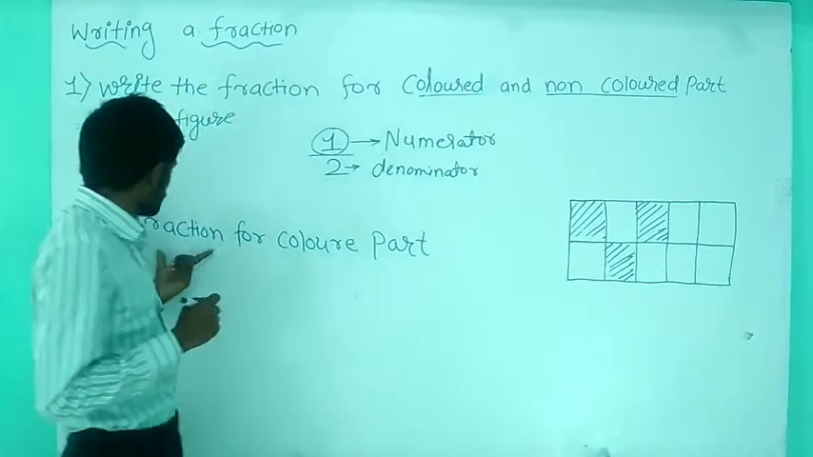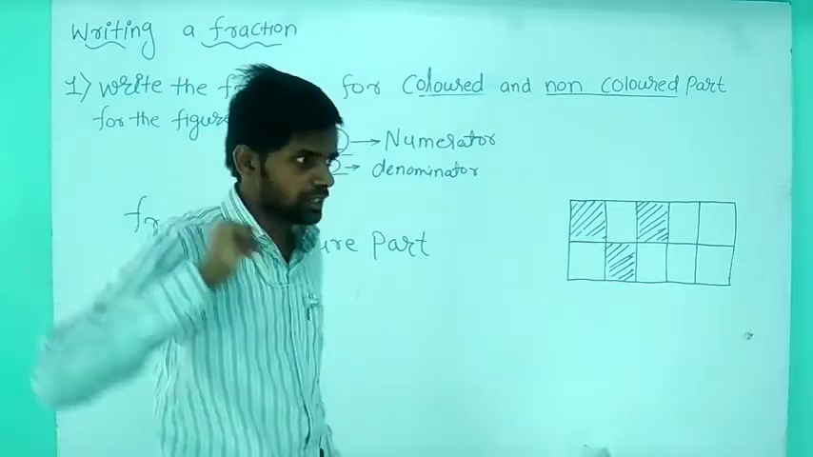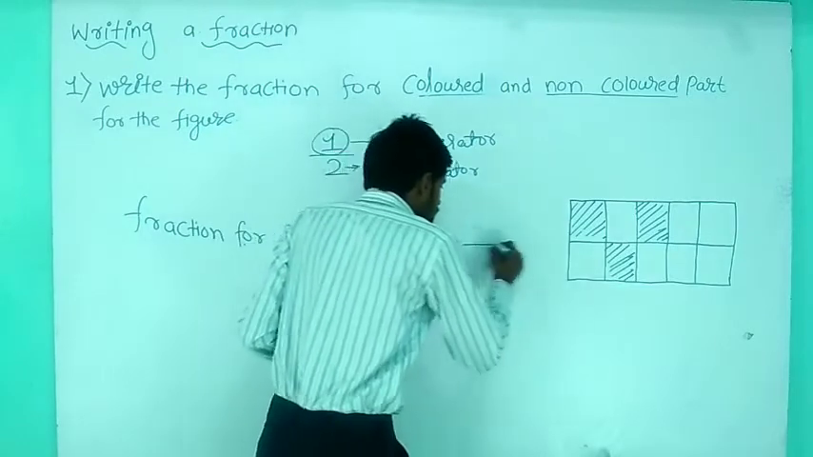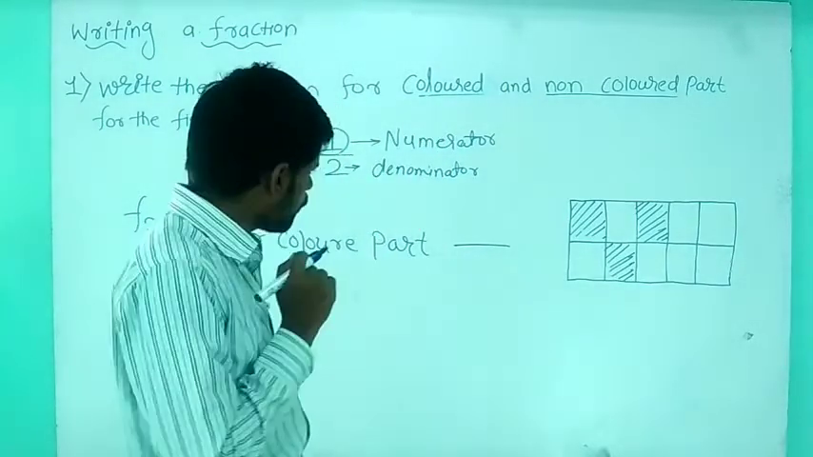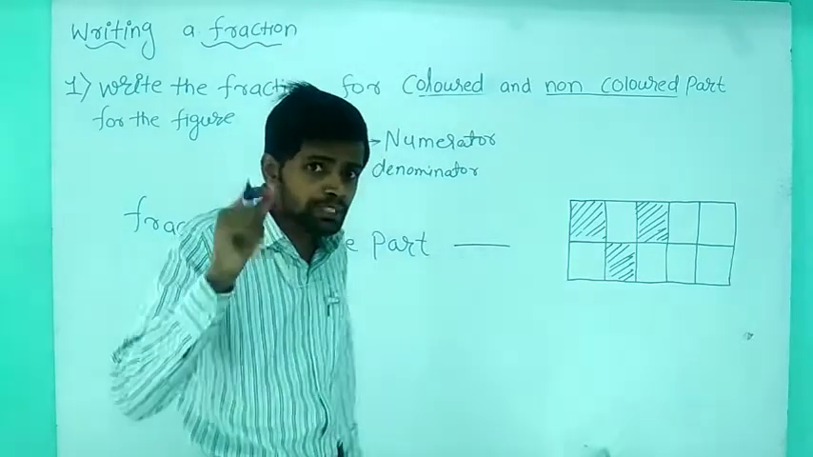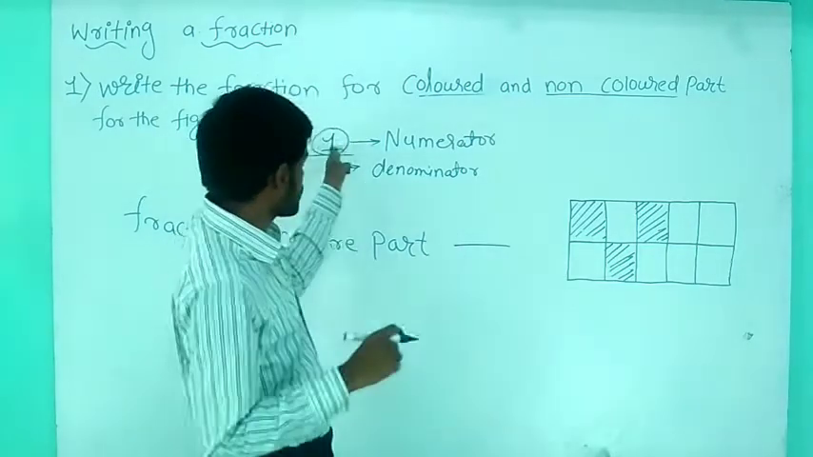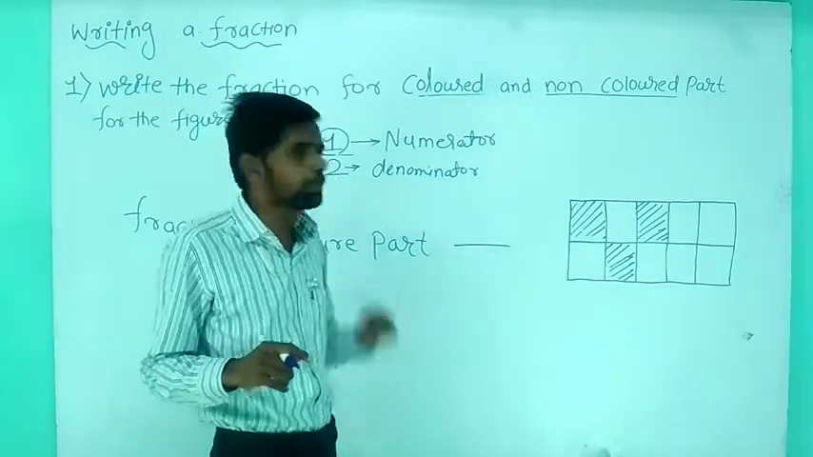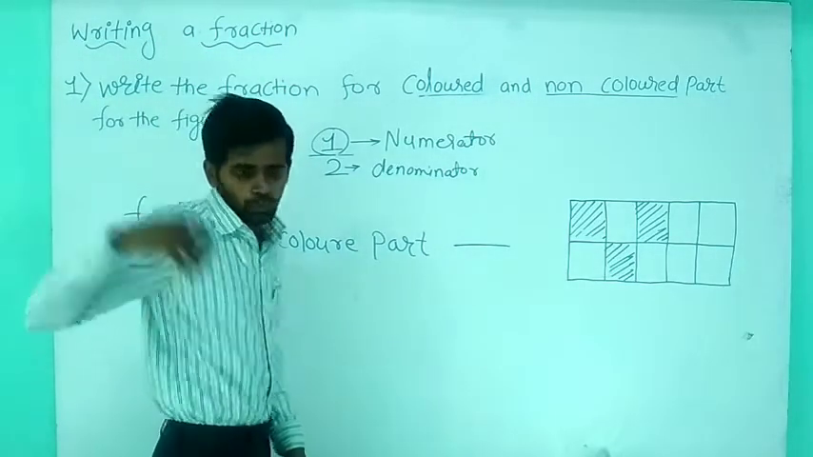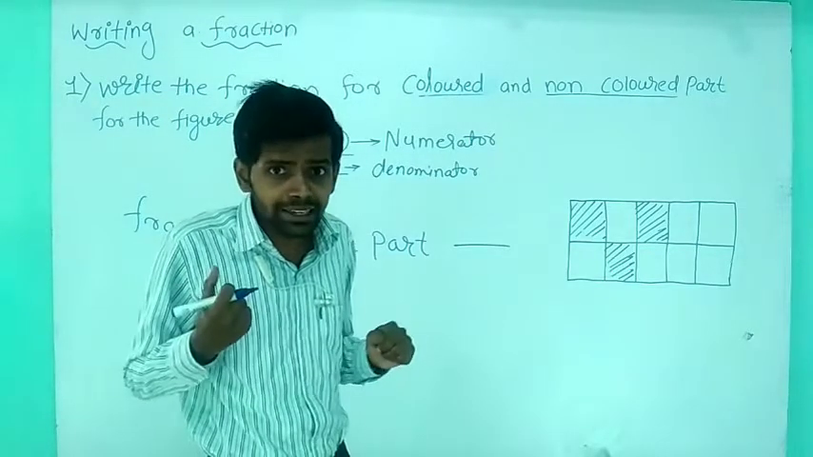So here we have to write the fraction for the colored part. What should we do? First, draw a line. Now we have to write something on the upper side and something on the down side. That means we write one number on top and another number below. We have to write the numerator as well as the denominator. But the question arises: what do we write in the numerator and what in the denominator?